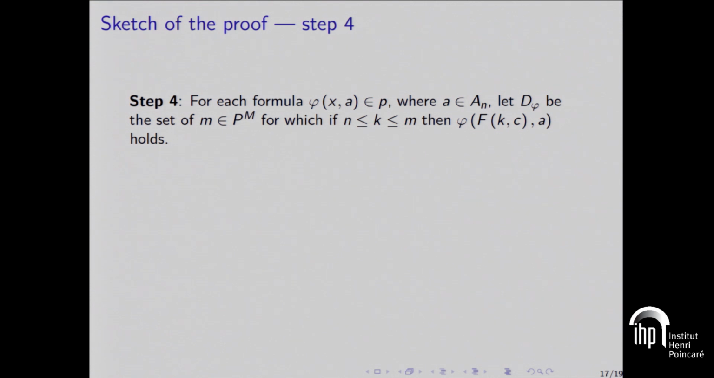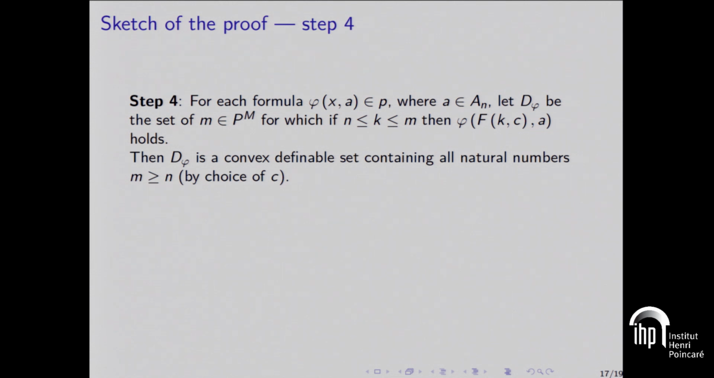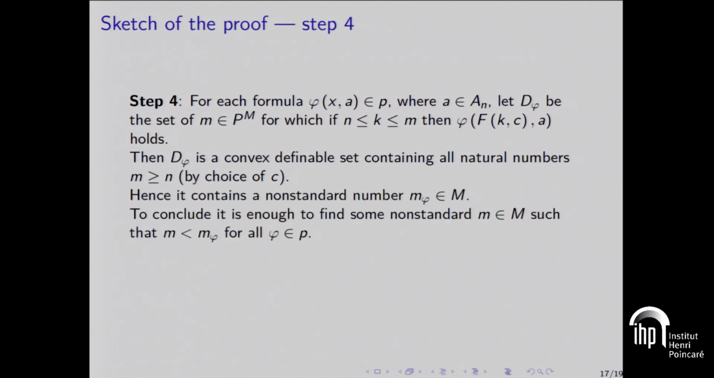So d phi is definitely definable in T1. It's a convex definable set, and it contains all natural numbers bigger than some number n, because remember that for k bigger than n, which is natural, phi of f of k c A holds because it realizes the whole type. This is the choice of the b_n's. So it's a convex set containing an initial segment of the natural numbers, so it contains a non-standard number. Shouldn't call it natural. So it contains a non-standard number, and right, m phi.